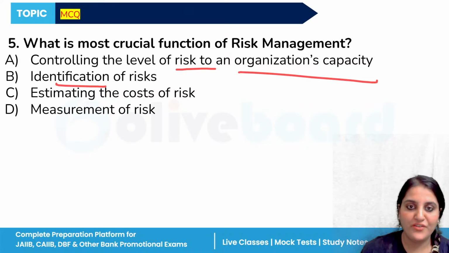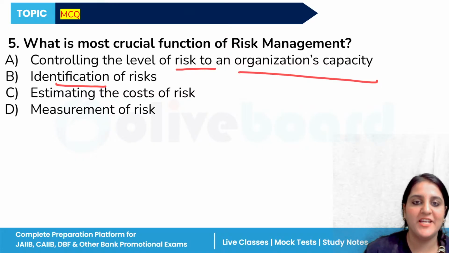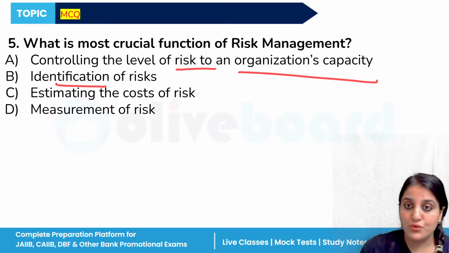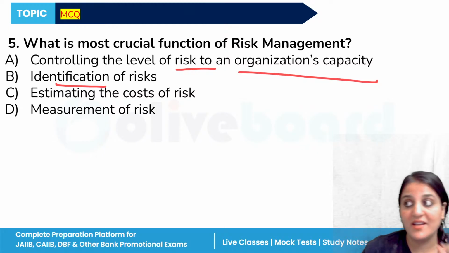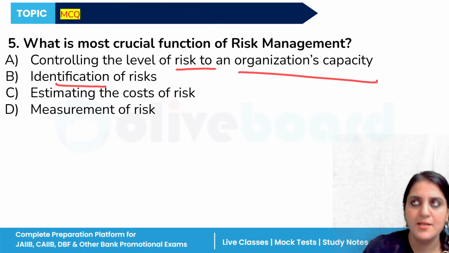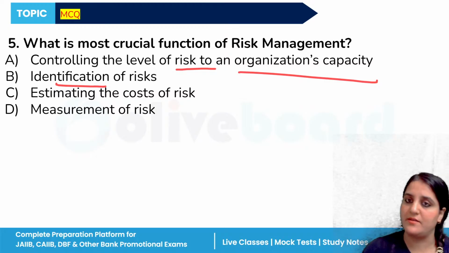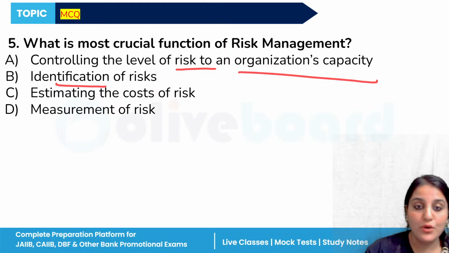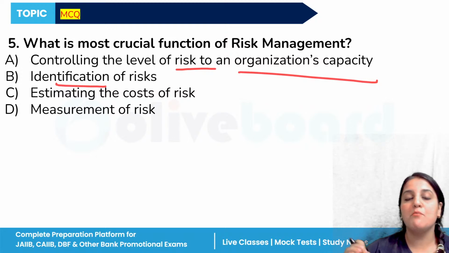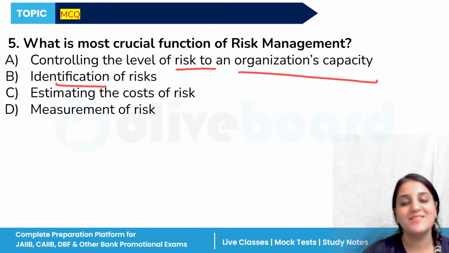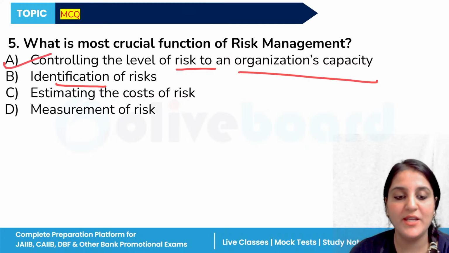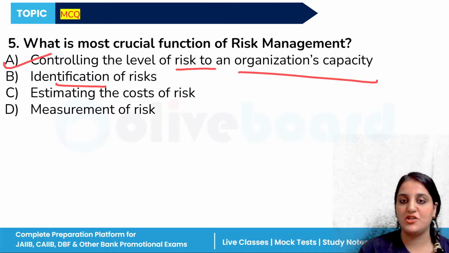And measuring risk can provide valuable insights, but it is not the most crucial function, because the key is using that information to make informed decisions about how to manage the risk. Therefore, controlling the level of risk to an organization's capacity is the most crucial function of risk management. That's why this option is correct here.